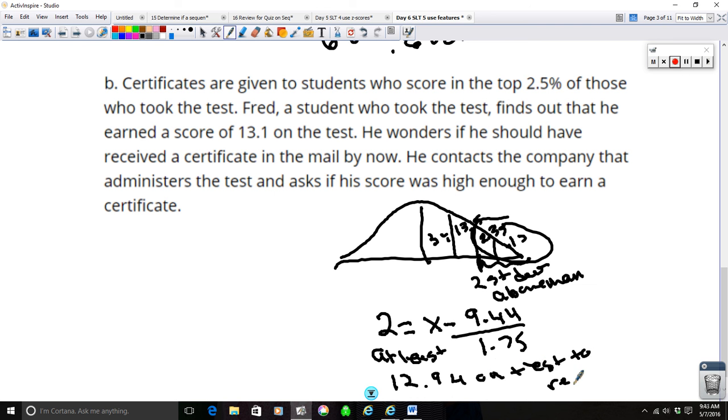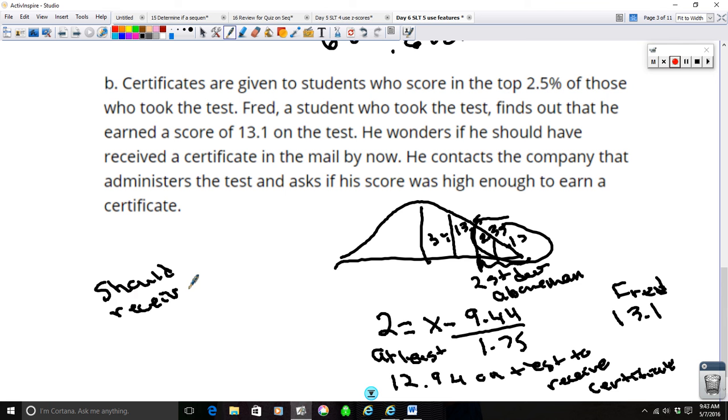to receive the certificate. He received 13.1, Fred. So he should have received that certificate. And we should call since he hasn't gotten it yet.